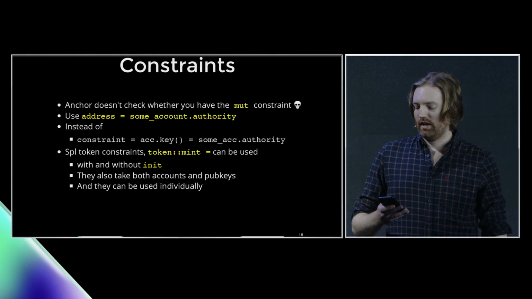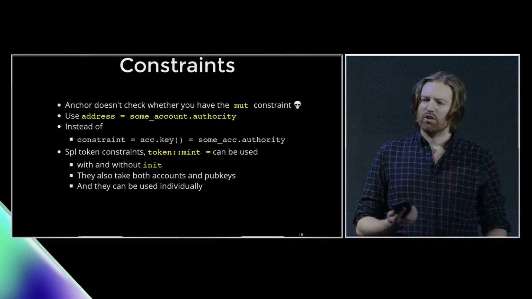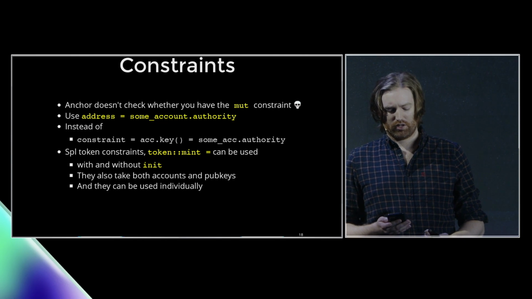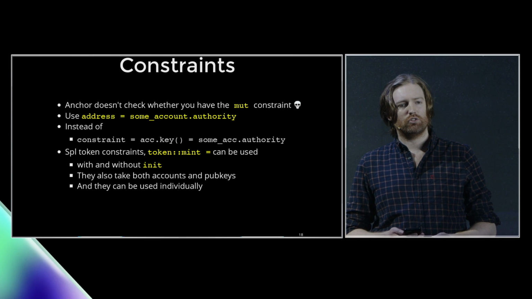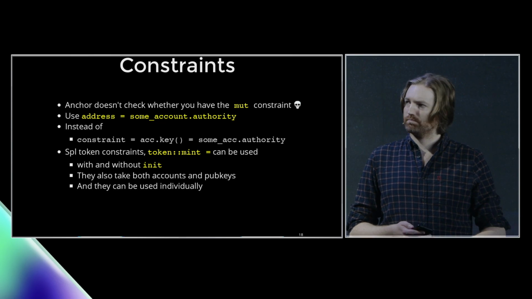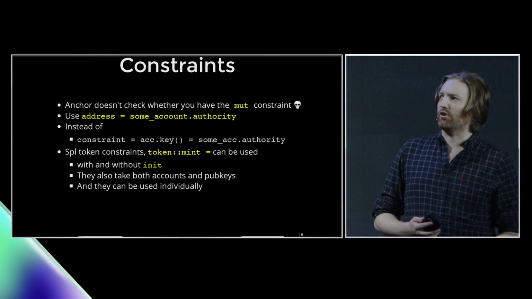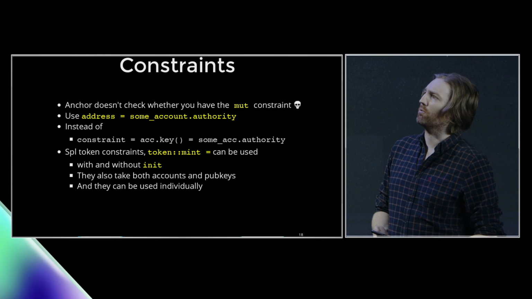Cool. And so similar to the accounts is the constraints. Compared to the accounts, I would say the constraints are relatively well documented. So I would really recommend to just go through the docs, the Rust docs, and just read about all the constraints. I just picked my favorite bits that I don't think everyone knows about.